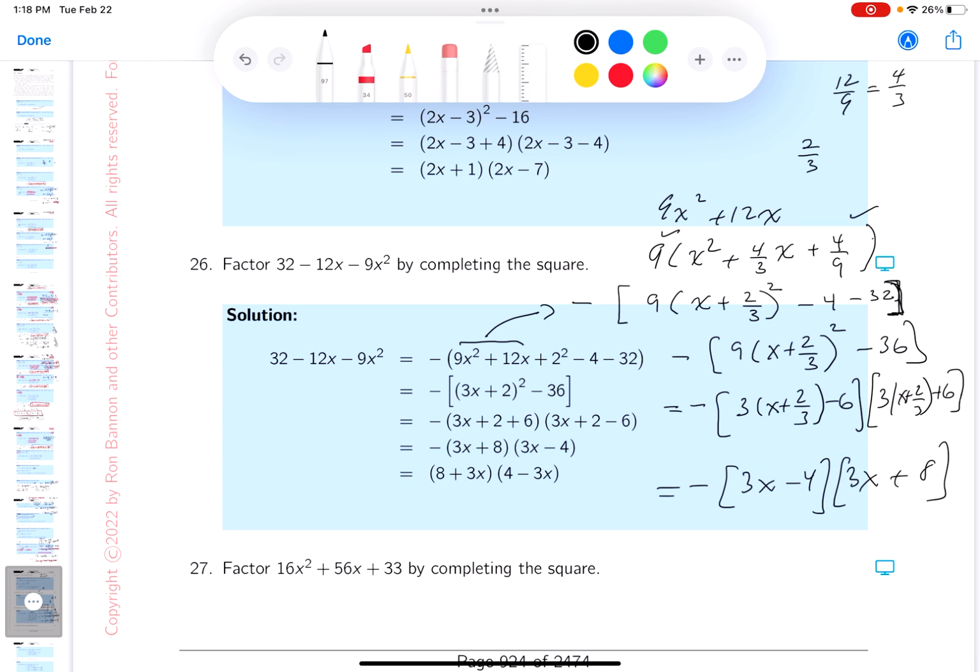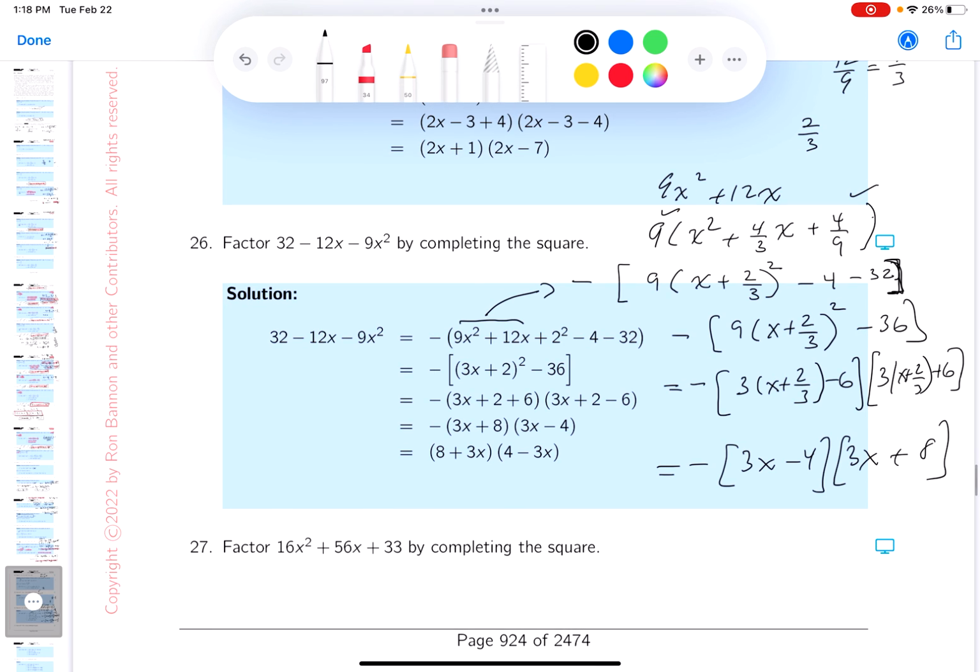All right? Now, granted, I'm probably beating this thing to death, but I've got to be honest with you, my favorite technique, just factor it. Just factor. All right? But completing the square is something you need to remember and know how to do.